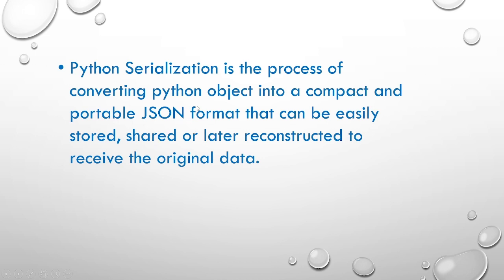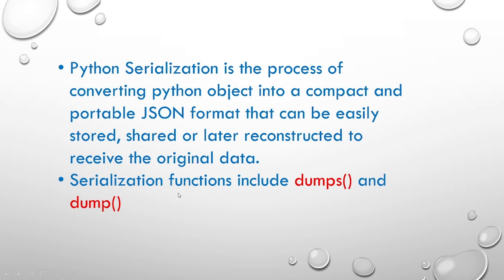So when you convert that data to a portable JSON format that can be accessed, then you are doing serialization. For serialization, there are basically two functions that help. You have the dumps and the dump. I'll talk about that later on in the video.